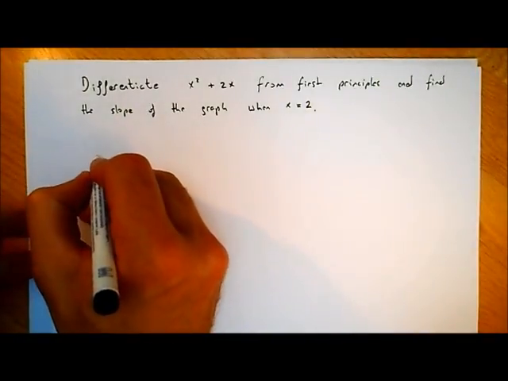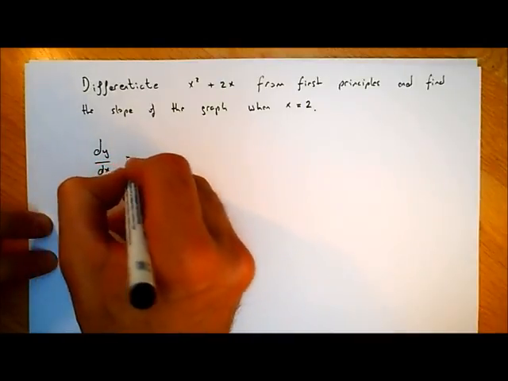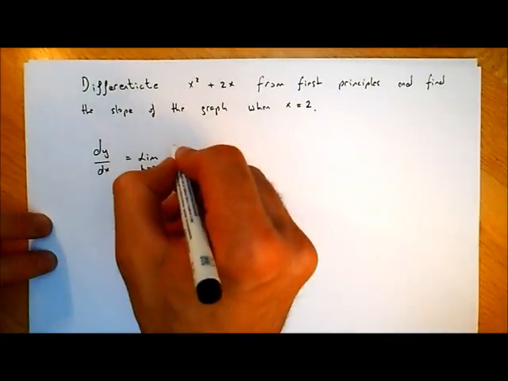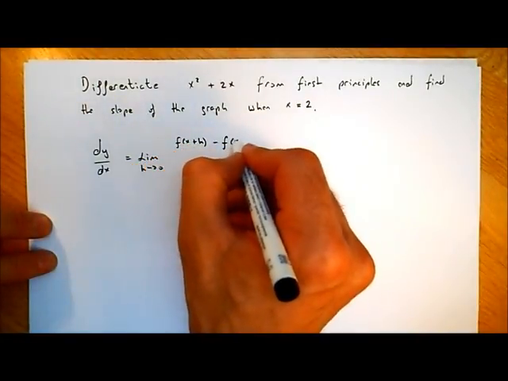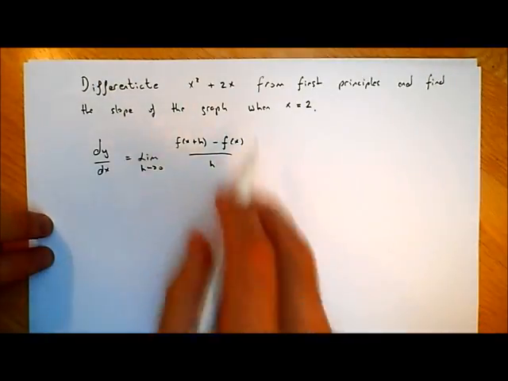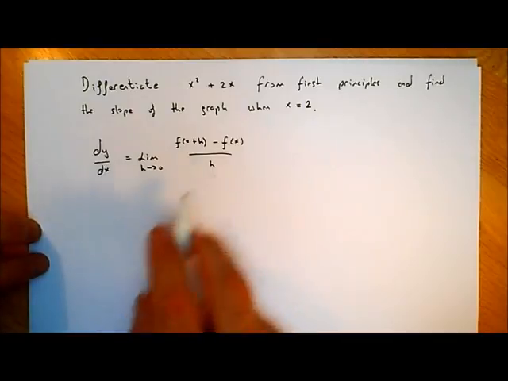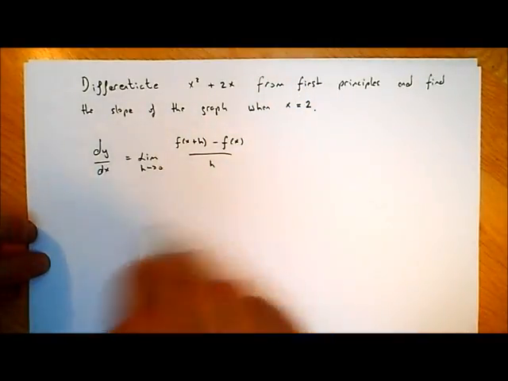So I'm going to write the slope. We know the notation for slope now: dy over dx is equal to the limit as h approaches 0 of f of x plus h minus f of x, divided by h. So this is the formula. This method of finding the slope of a curve, or any curve, is called the method of first principles. So when it says to find it by first principles, we use this method.